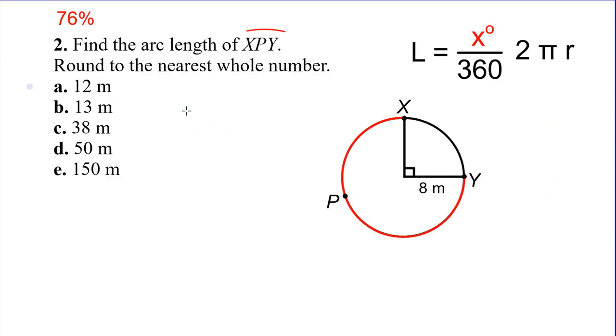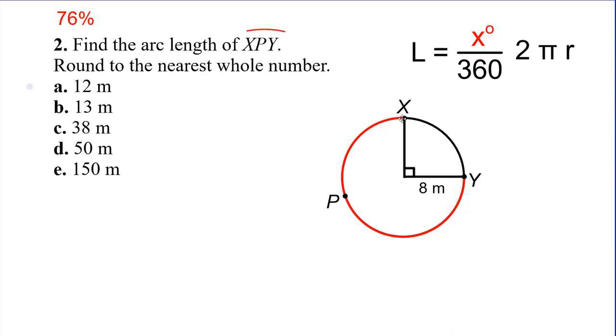It says find the arc length of XPY. So arc XPY, remember we start at X, we go the shortest distance to P, and then we end up at Y. So it's kind of like a segment XY, but we need a third point in order to define it, like defining a plane. That way we know if we're referring to the semicircle, the minor arc, or the major arc.